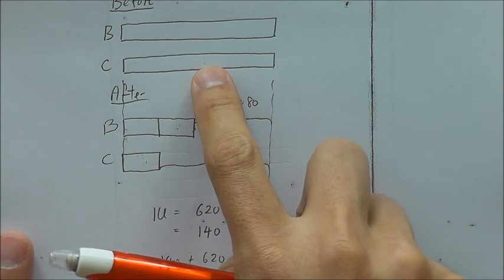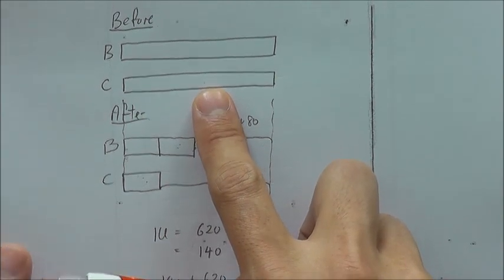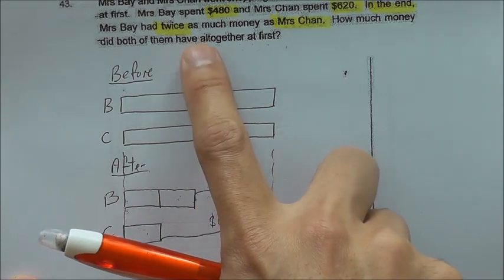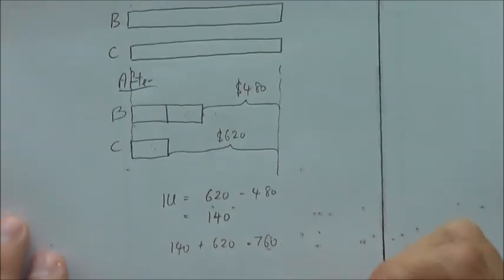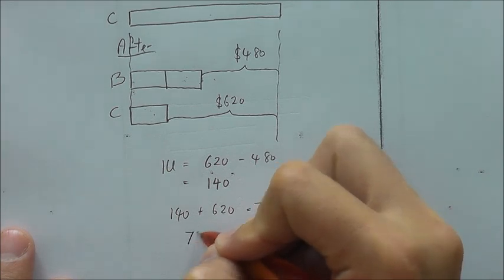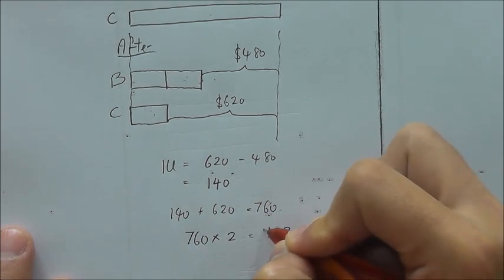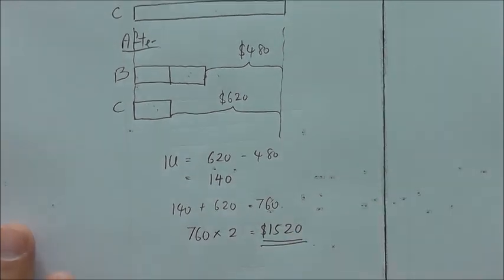760. And this is what Mrs. Chan has at first. But we want to find out both of them. How much do both of them have altogether at first? So what I need to do is take 760 times 2. I will get 1520. Okay? So that will be the answer.